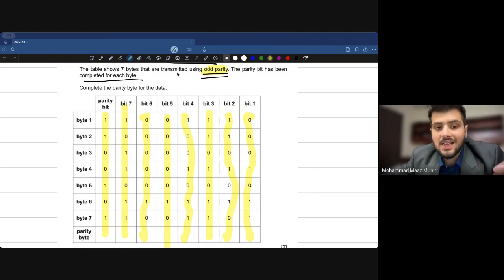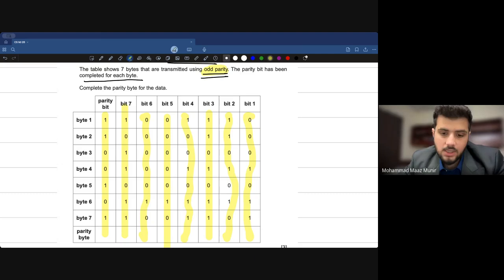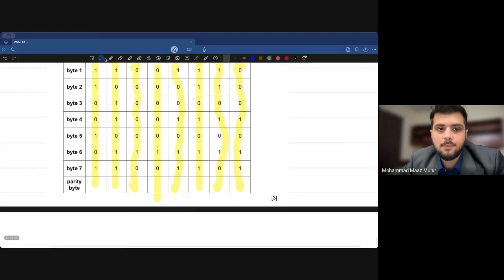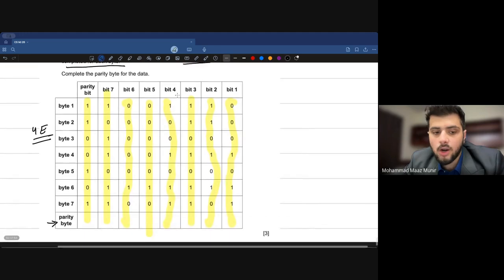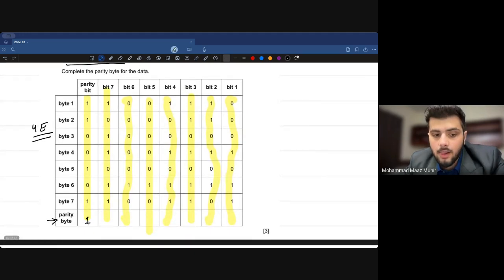So in the exam, they clearly mentioned that they're going to be using the odd parity. When they say that, they mean that we would be having an odd number of ones. So now I'm going to be counting the number of ones, and based on that, I'm going to be writing my parity byte. Let's see, 1, 2, 3, 4. 4 is even, and I want to make it odd, so I'm going to be writing 1 up here.